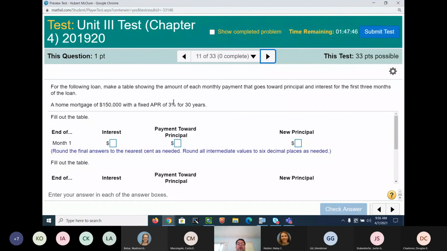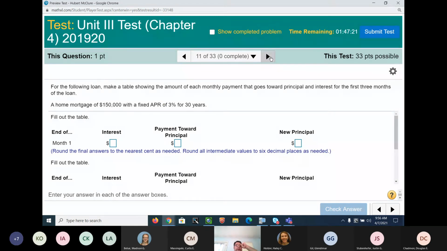Okay, this is the same one that we did, except it's for 30 years. We didn't do 15. So that's what they're asking for. A home mortgage of $150,000. R is equal to 0.03 for 30 years, and what monthly payments. So they're asking you to fill that out. That's not a big deal.